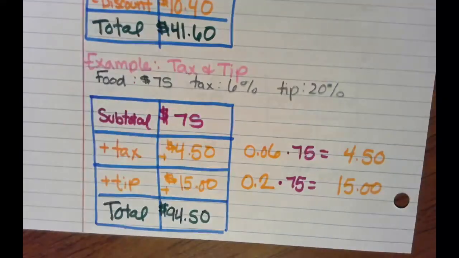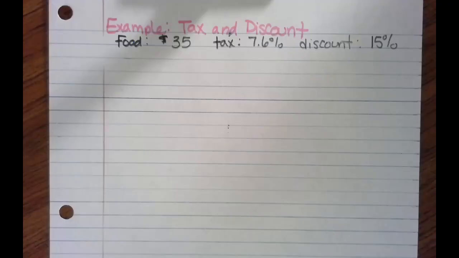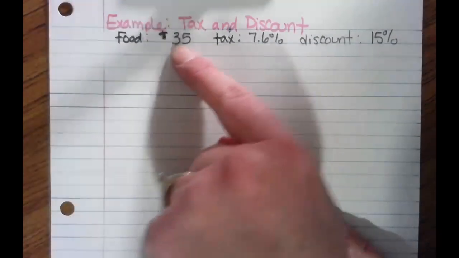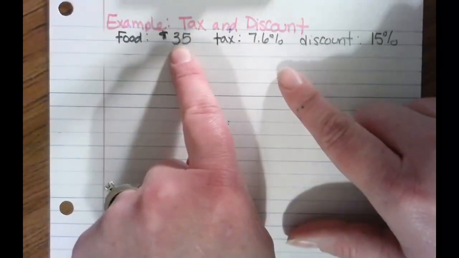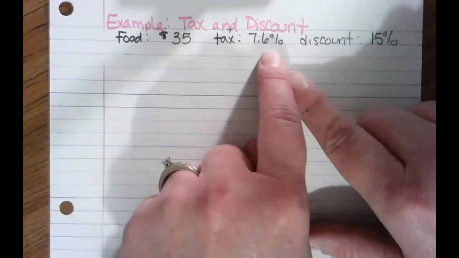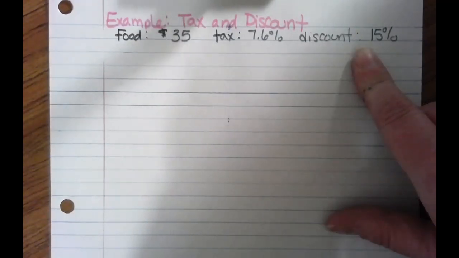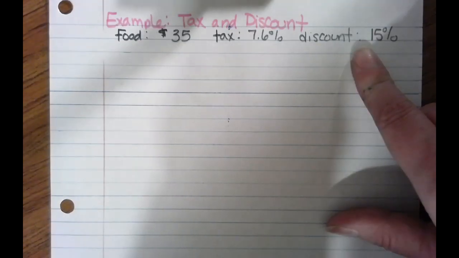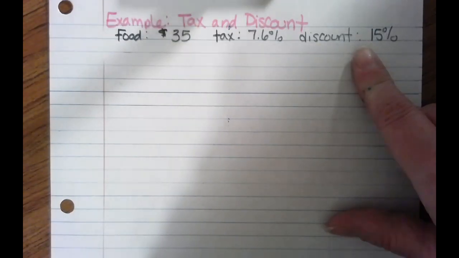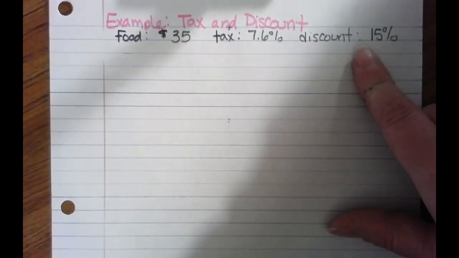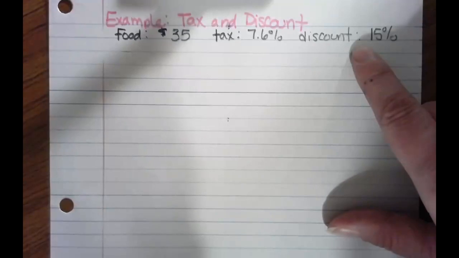All right, let's look at one more that also has a discount. Okay, this one gets a little bit hairy because we don't actually do both of them off of $35. And what I mean is we've got food of $35, we have a tax of 7.6%, we have a discount of 15%. So we have to ask ourselves, what do we do first? Well, if I get a discount on something and they mark it down $10, I don't have to pay taxes on the $10 they took off, right? I only have to pay taxes on the amount after the discount.